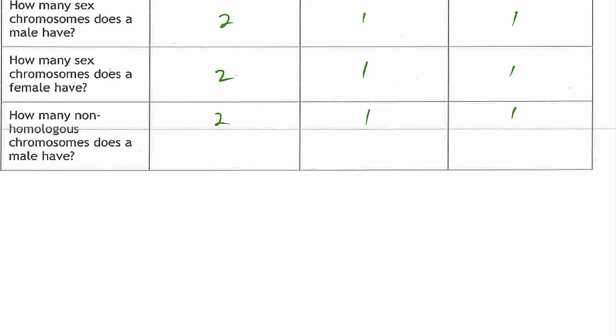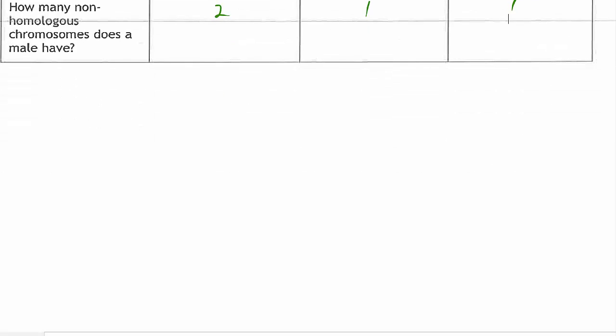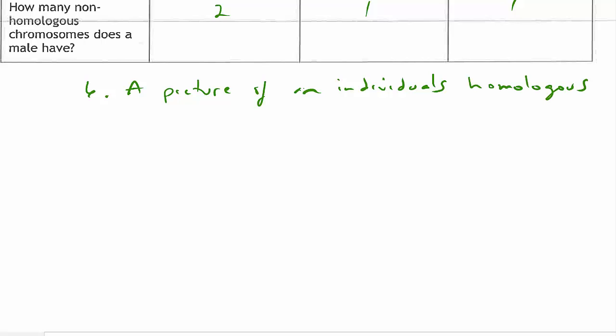I noticed that number 6 isn't actually on your page here, but just in case you wonder, number 6 asks what a karyotype is. A karyotype is simply a picture of an individual's homologous chromosomes that have been stained. The reason they've been stained is so they can actually show up in that picture. Good. I think we should move on to the second page.